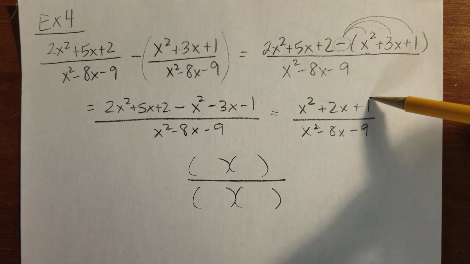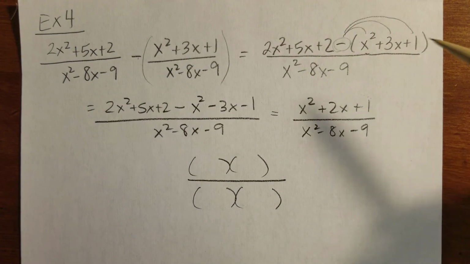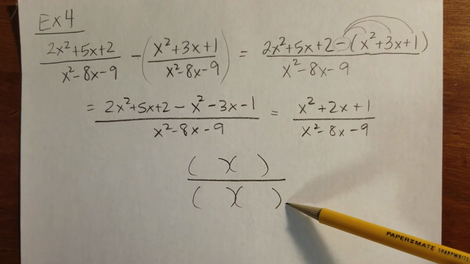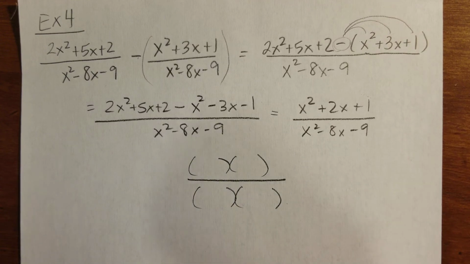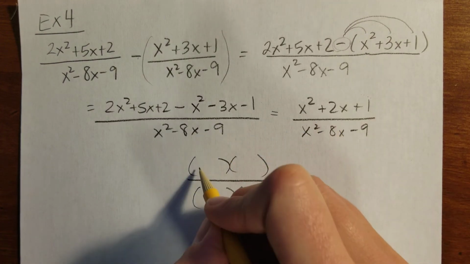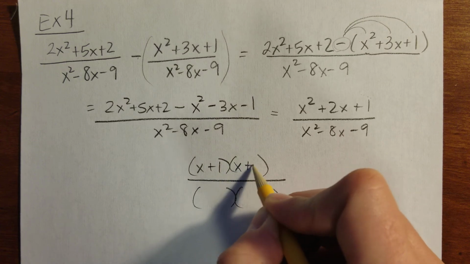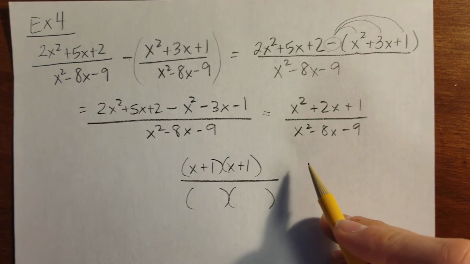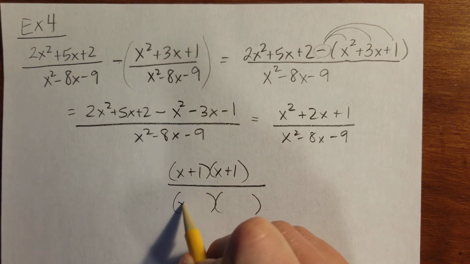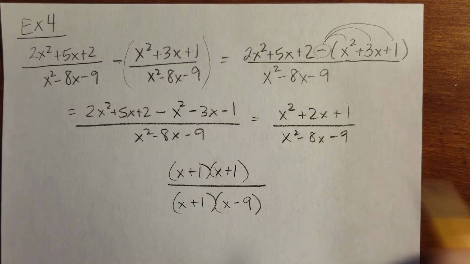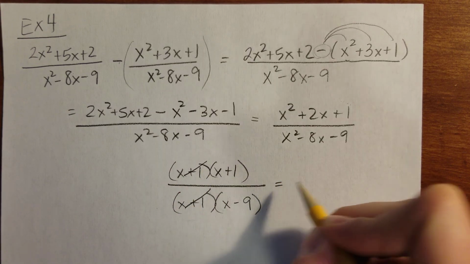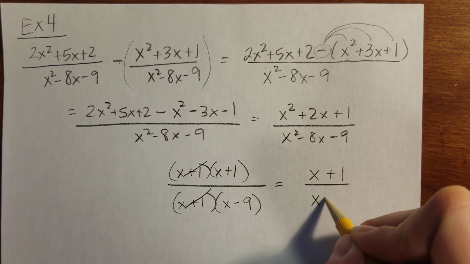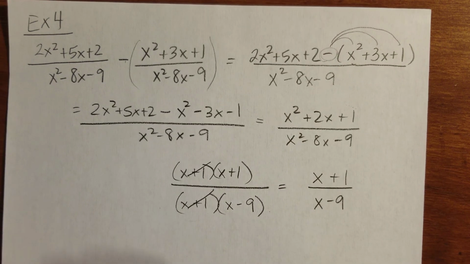So if you got to this part right here, you are doing awesome. We need to take one more step to see if anything will cancel out by factoring it. So if you'd like to pause the video again, pause it, see if you can get it factored, see if anything will cancel. So x squared plus 2x plus 1 is going to factor into x plus 1 times x plus 1, and x squared minus 8x minus 9 is going to be x plus 1, x minus 9. So then our x plus 1 entire factor cancels with that entire factor, and so we're left with x plus 1 over x minus 9.